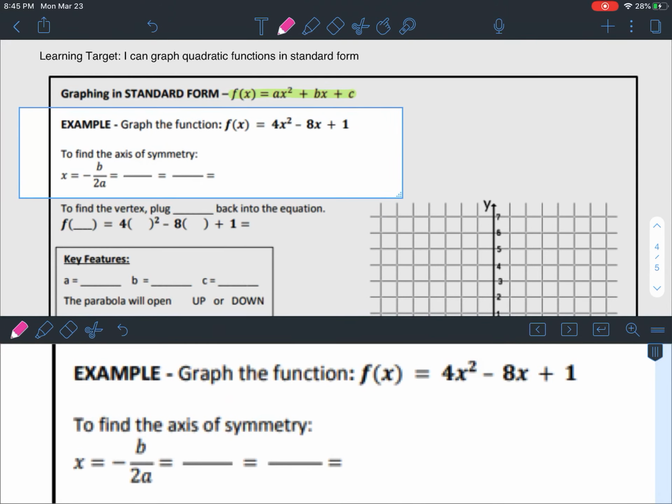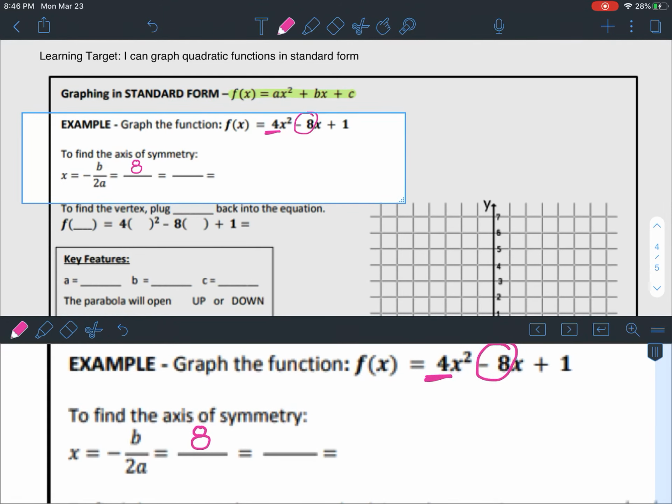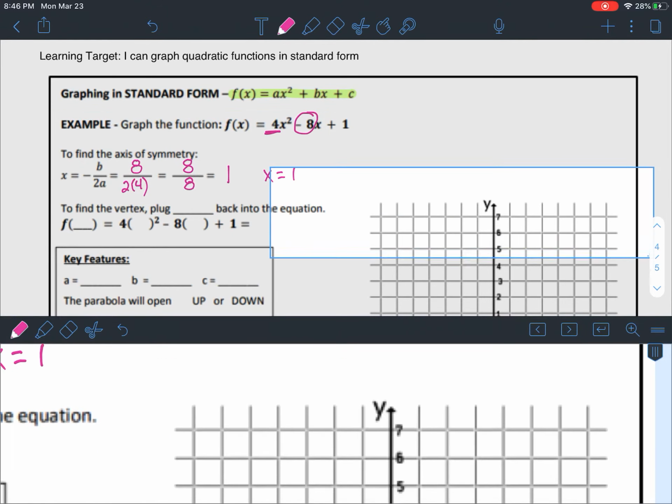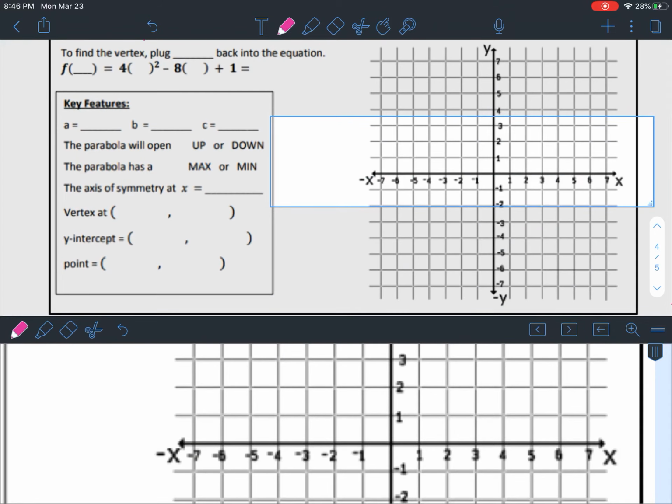So our first thing that we want to do is find the axis of symmetry. We do that by taking our negative b over 2 times our a value. So the opposite of this value divided by 2 times this value. The opposite of negative 8 is positive 8. And then we're going to do 2 times our a value, so 2 times 4. So when we do that, we have 8 over 8, and 8 divided by 8 is 1. So our axis of symmetry is at x equals 1.